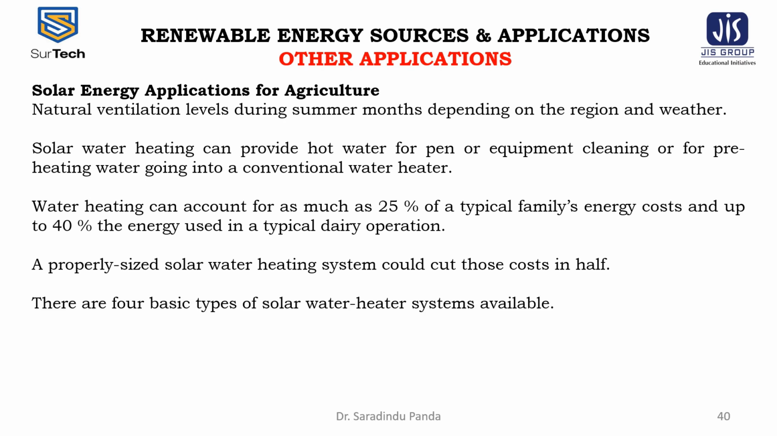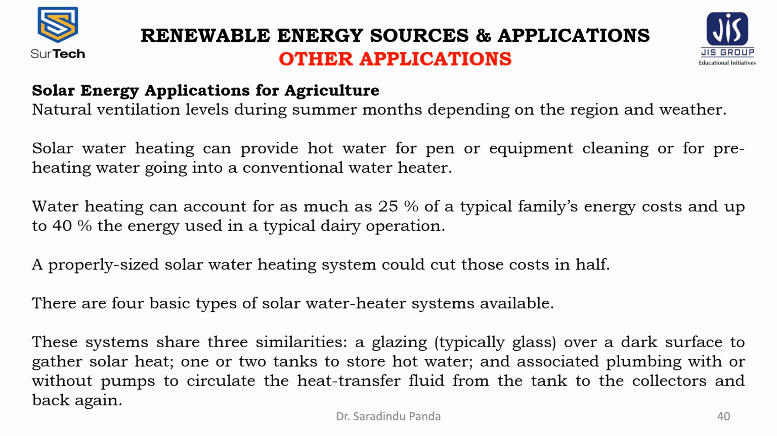There are 4 basic types of solar water heater systems available. These systems share 3 similarities: a glazing, typically glass, over a dark surface to gather the solar heat, 1 or 2 tanks to store the hot water, and associated plumbing with or without pumps to circulate the heat transfer fluid from the tank to the collectors and back again.